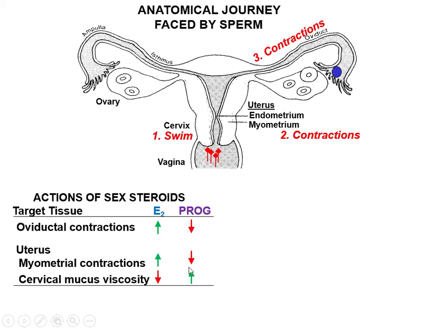In contrast, progesterone inhibits all three. So the ideal time during the menstrual cycle for transfer of sperm is either late follicular phase or shortly after ovulation, before progesterone levels go up, when estrogen has been high for a while.